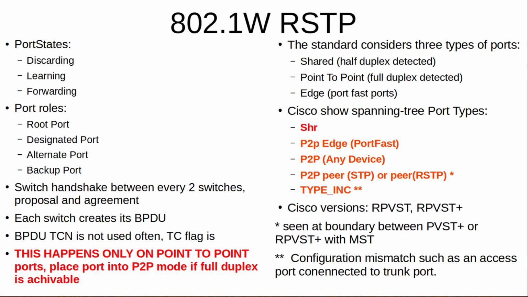These mechanisms will only kick in on point-to-point links. The standard considers 3 types of ports: shared, point-to-point, and edge. If you issue the command show spanning tree, you can come across these port types: shared, P2P edge, P2P, P2P peer when your per VLAN spanning tree plus switch is connecting to an MST region, or type INC if there is a configuration mismatch, such as an access port connected to a trunk port.